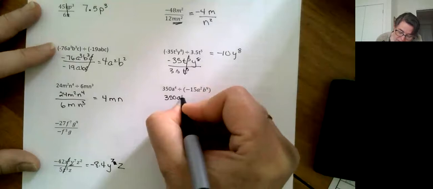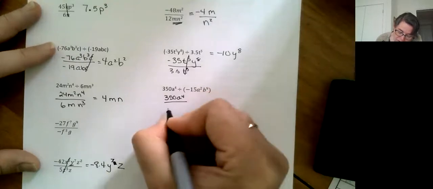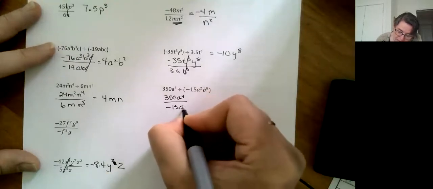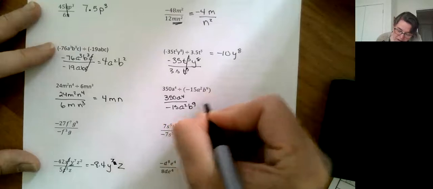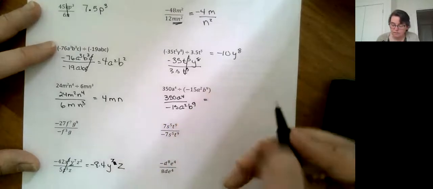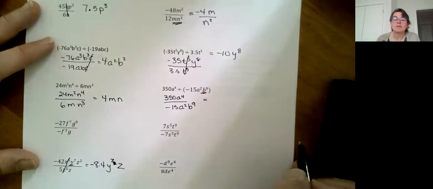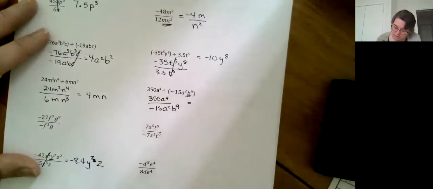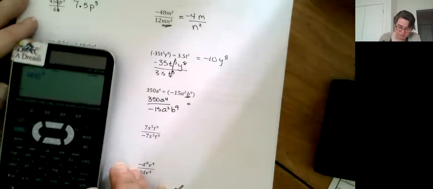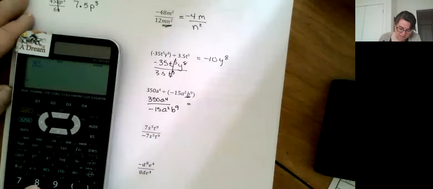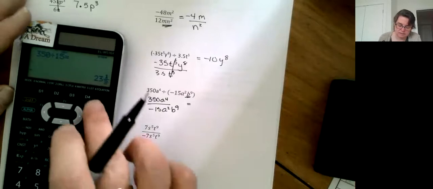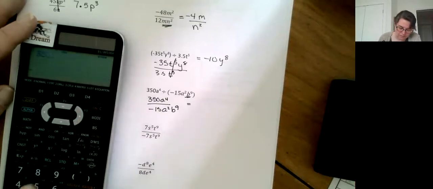350 a to the 4th divided by minus 15 a to the 9. Oh, here's a good one where it's a good excuse. I got another one where a new variable showed up at the bottom. All right, so 350 divided by 15.